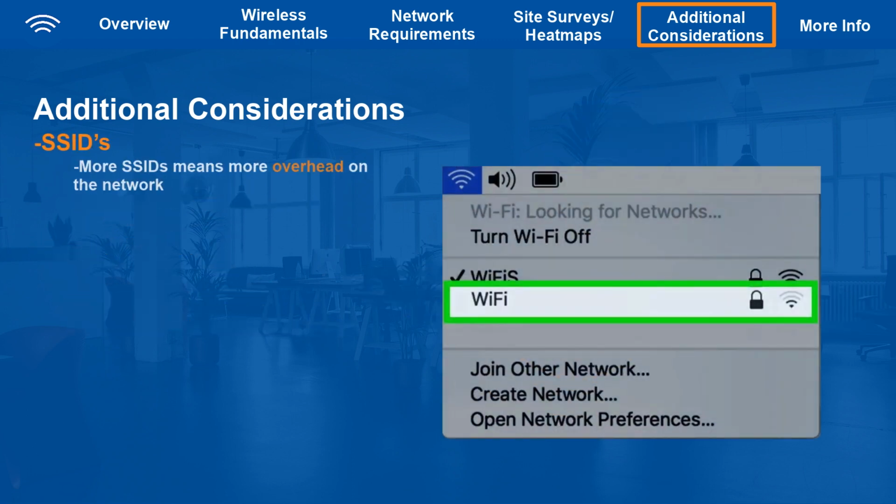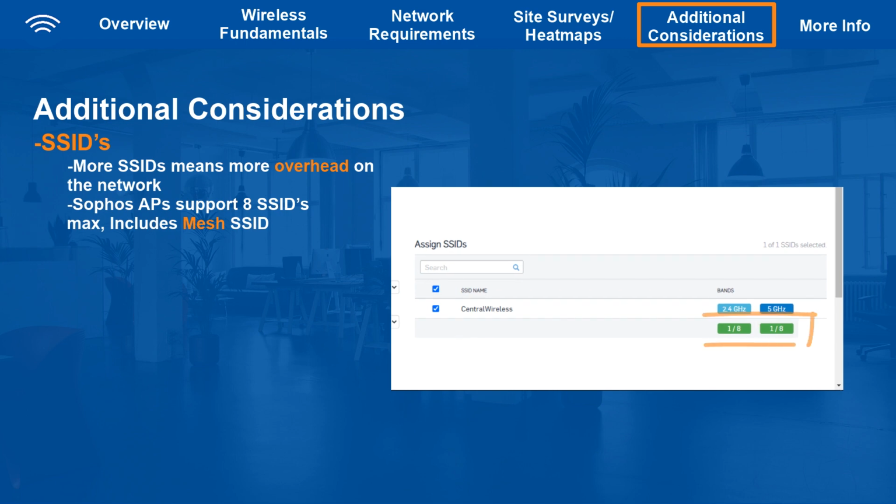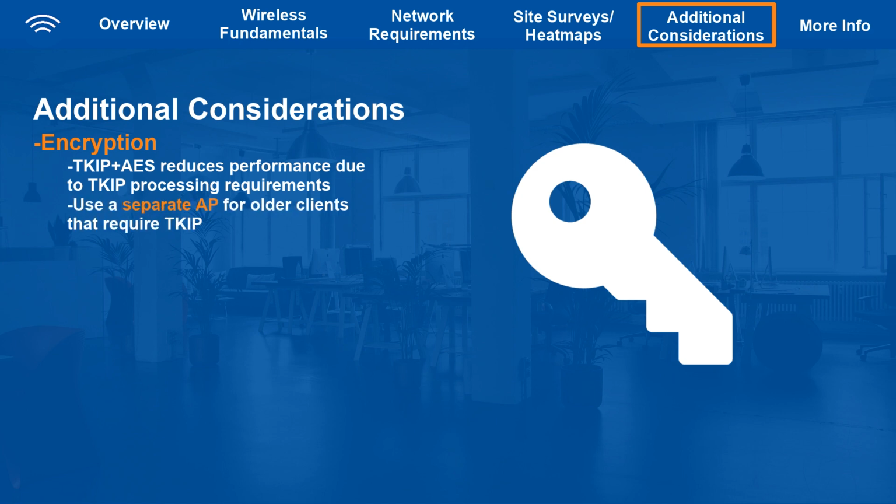More SSIDs means more overhead. Be careful adding too many SSIDs, as this creates more management frames for your AP to handle, which could impact performance. Each AP can handle a maximum of 8 SSIDs, and that includes the mesh SSID if mesh is in use. If you choose to use the most compatible encryption, TKIP plus AES, remember that the throughput and performance is greatly reduced due to TKIP's processing requirements. We suggest to use AES only and use a separate AP for older clients that will only work with TKIP.